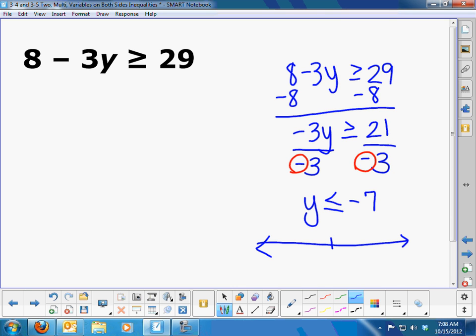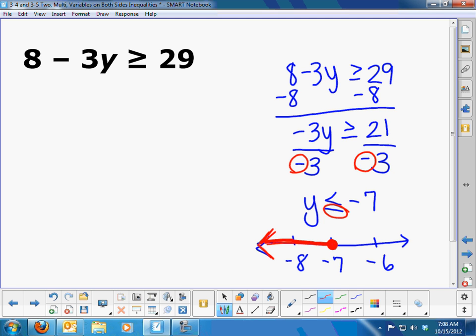Now when I graph my solution set, my critical point is negative 7. I put points smaller and larger than negative 7. Now I need to decide what kind of dot it's going to be. I know that my dot is going to be a filled-in dot because of this equal to symbol. And I also know that I want values that are less than that, so I need to shade less than.